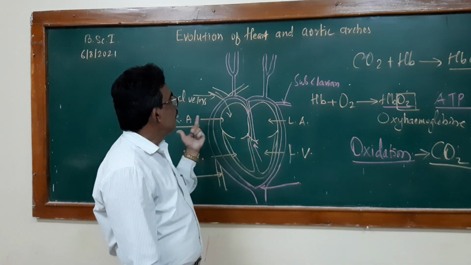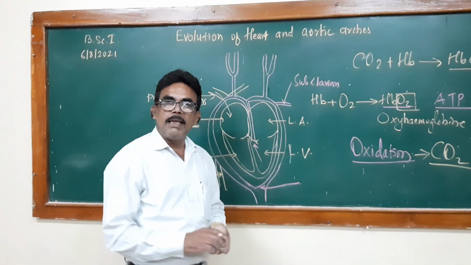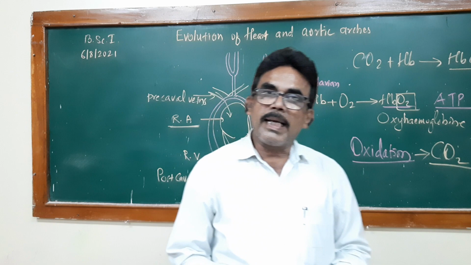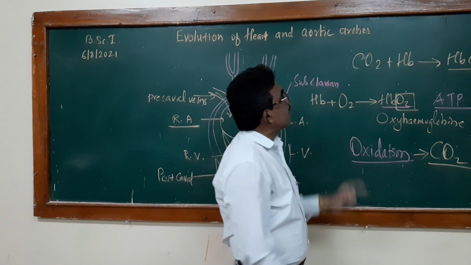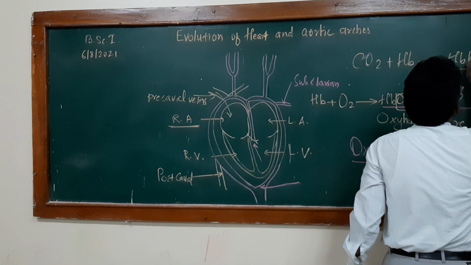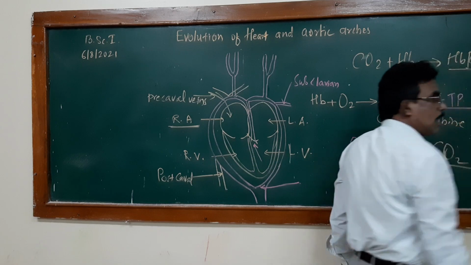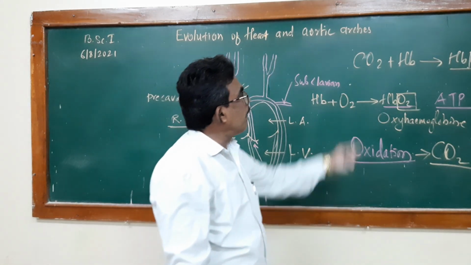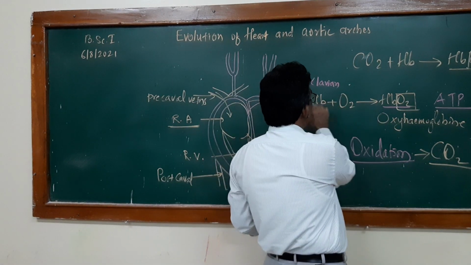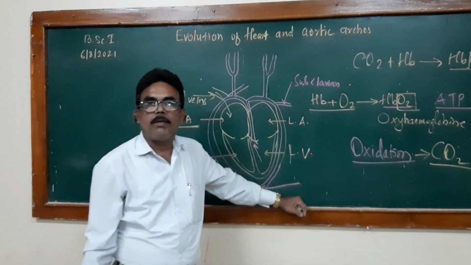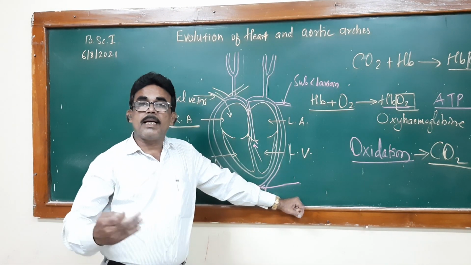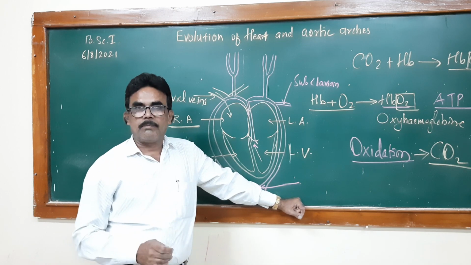And here in a lung, what will happen? In a lung again the CO2 will be separated. So this CO2 will be separated from Hb. And again new O2 will combine with this Hb, which is found in the fresh air.